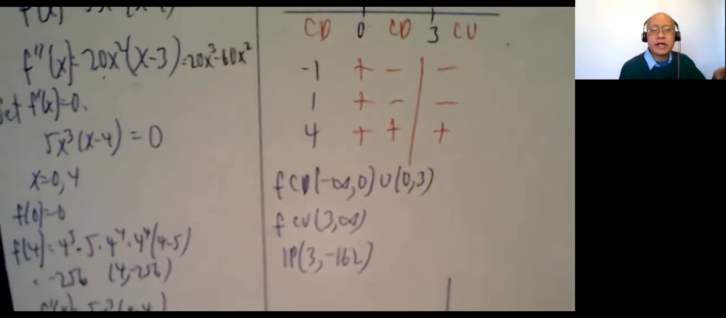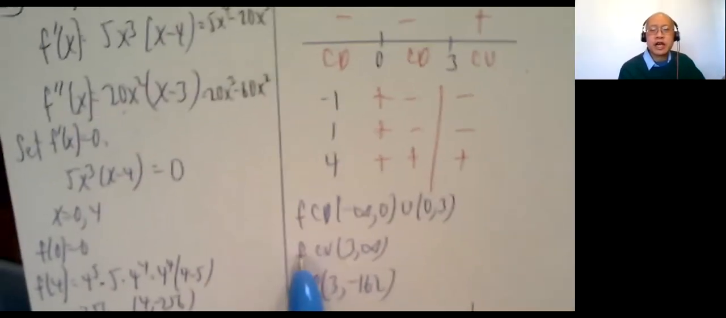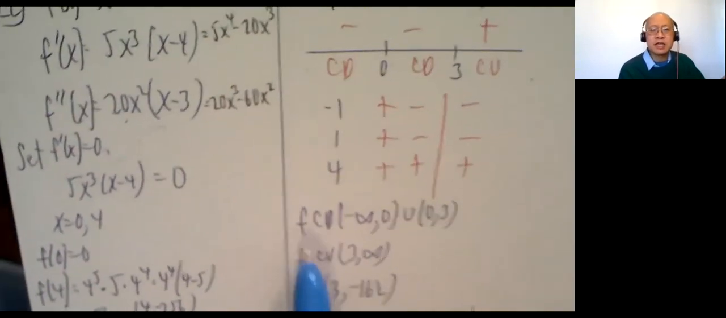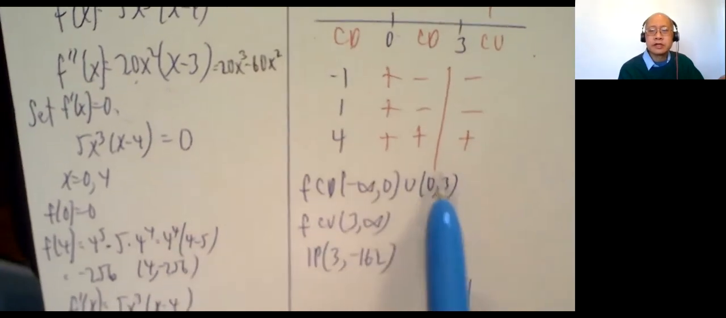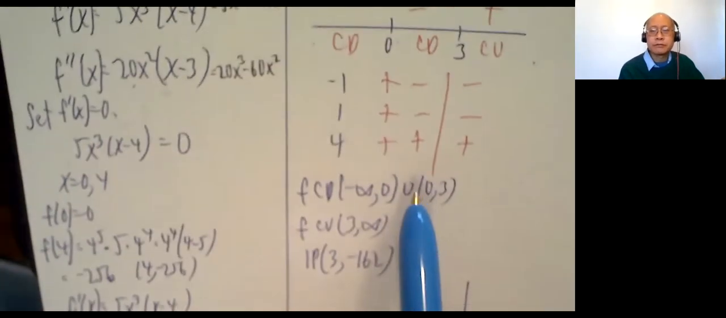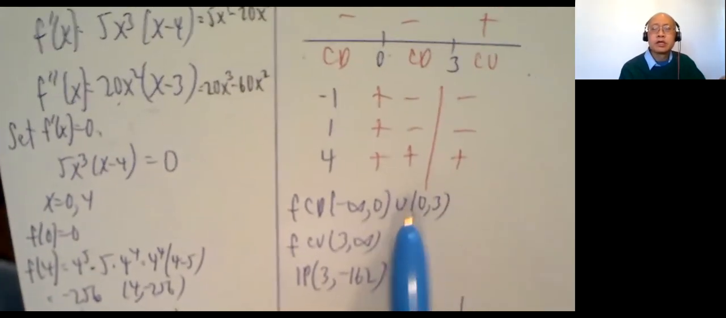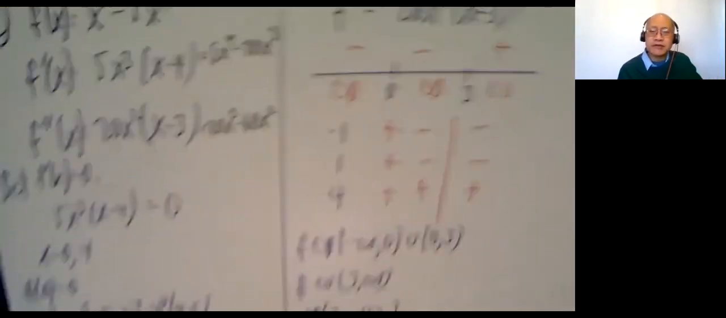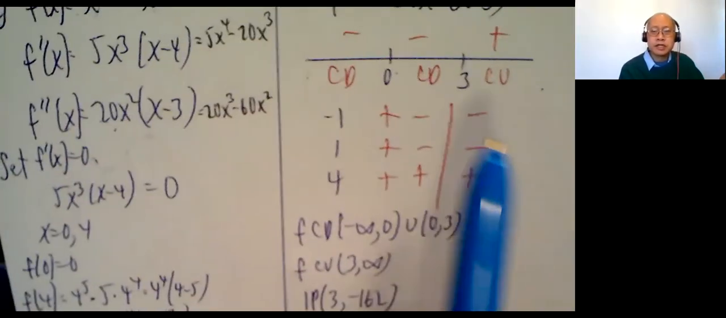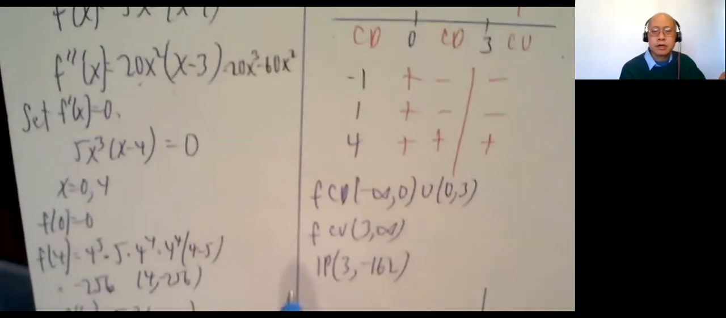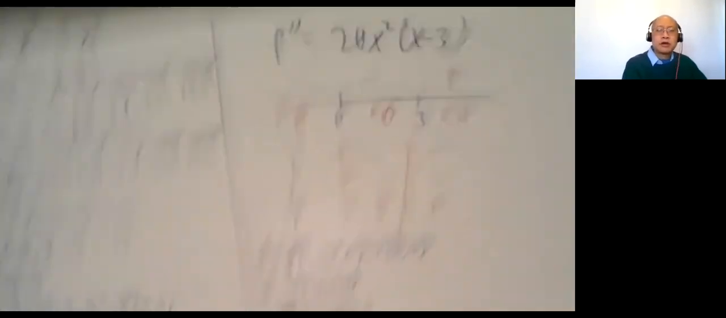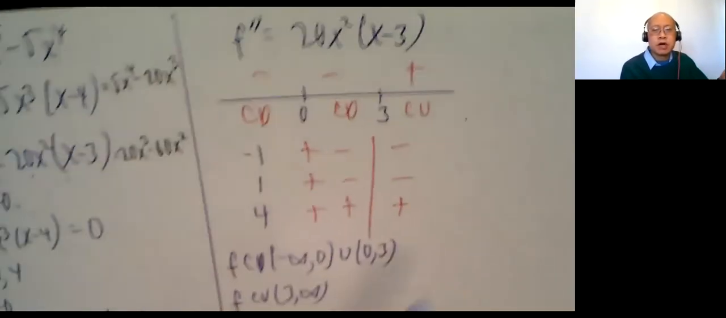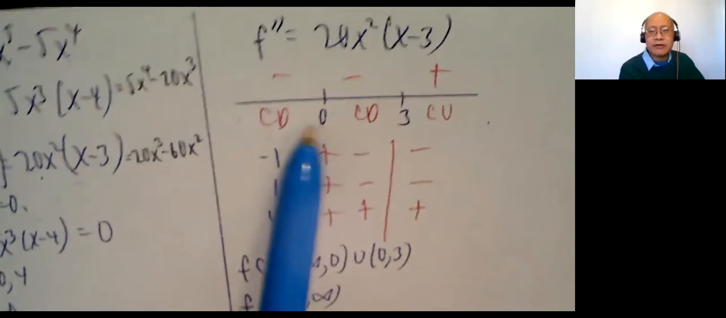So intervals of concavity. The function f is concave down, CD, from negative infinity to 0, union 0 to 3. Strictly speaking, I'm not going to say it's concave down at 0 because the second derivative was 0. Function's concave up from 3 to infinity. Okay, but now here's our first case where the second derivative is 0, but we do not have an inflection point.